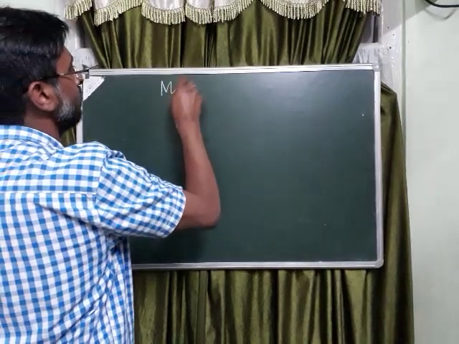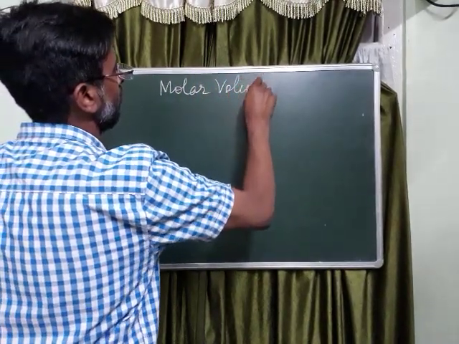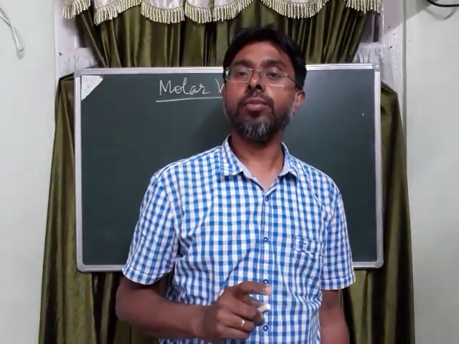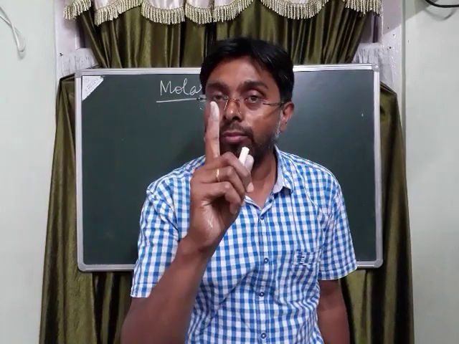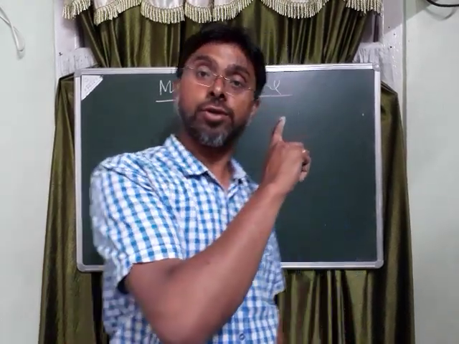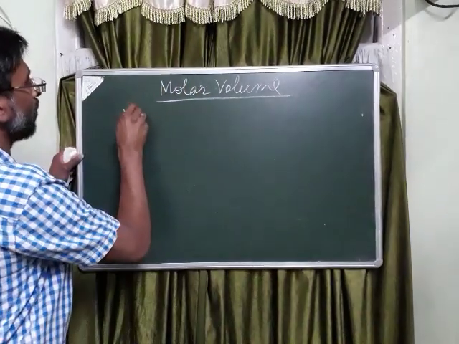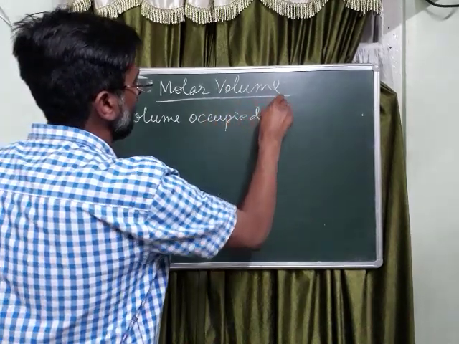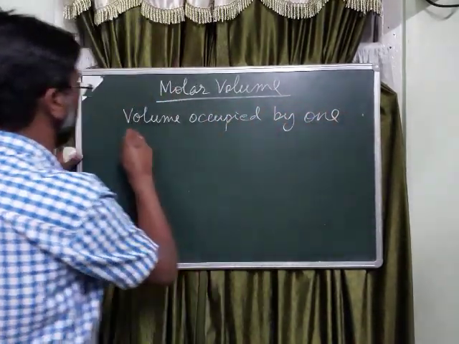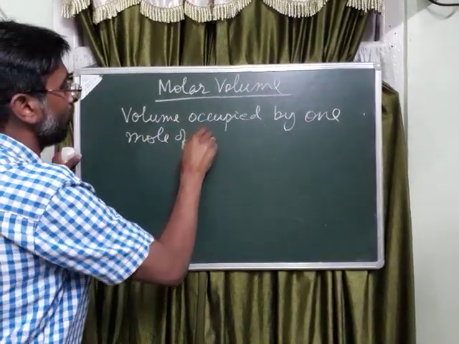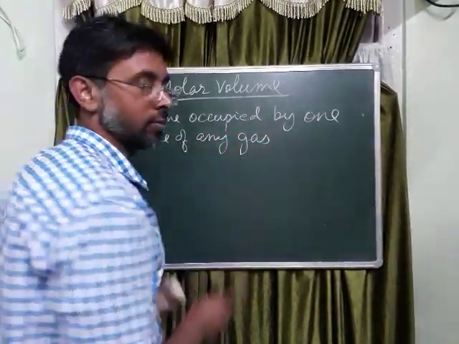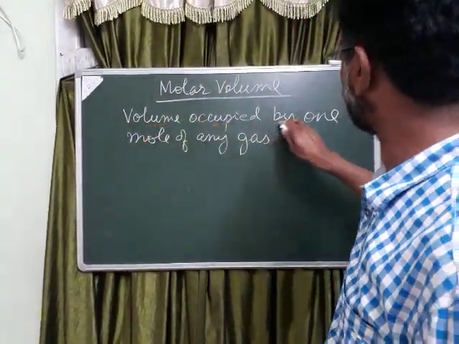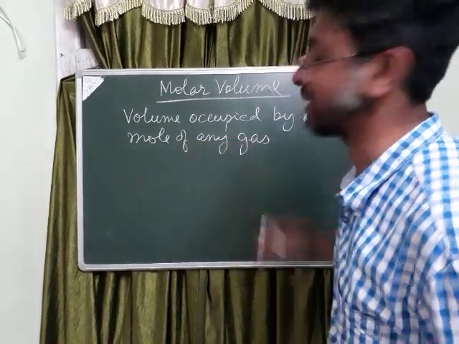Let me explain that word also. Molar volume, first the meaning of molar volume. It is the volume occupied by 1 mole of any gas. That time I was talking about mole. So 1 mole. Volume occupied by 1 mole of any gas. Now, here it is very important to understand volume occupied by 1 mole of any gas.